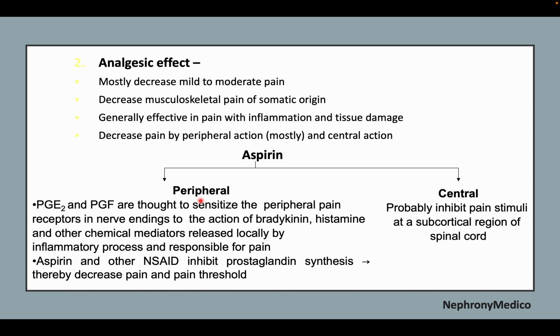Now, peripherally, prostaglandin E2 and prostaglandin F are thought to sensitize the peripheral pain receptors and nerve endings to the action of bradykinin, histamine, and other chemical mediators released locally by the inflammatory process and responsible for pain. Aspirin and other NSAIDs inhibit prostaglandin synthesis and thereby decrease the pain and raise the pain threshold. Centrally, it probably inhibits the pain stimuli at the subcortical region of the spinal cord.